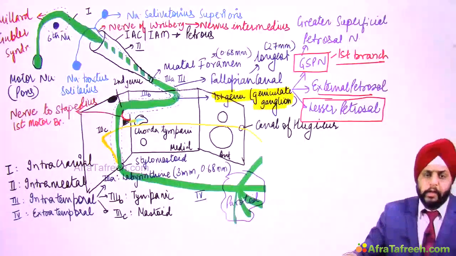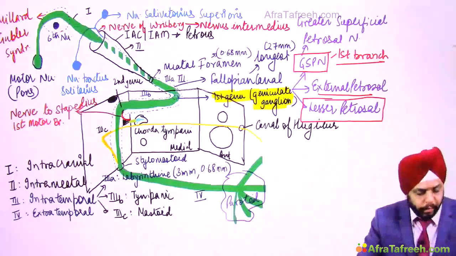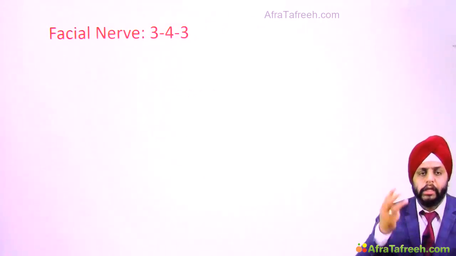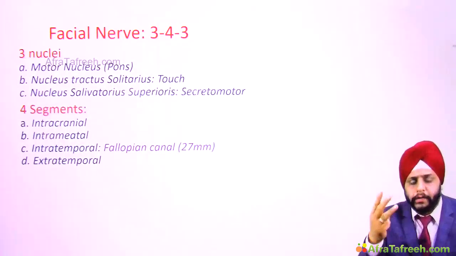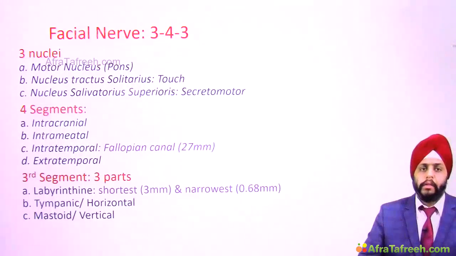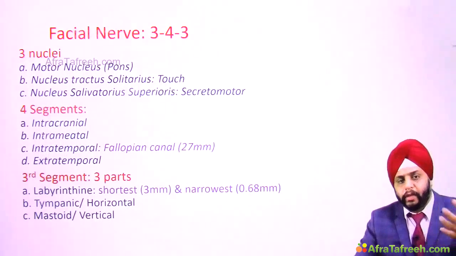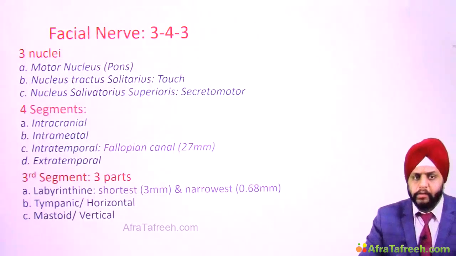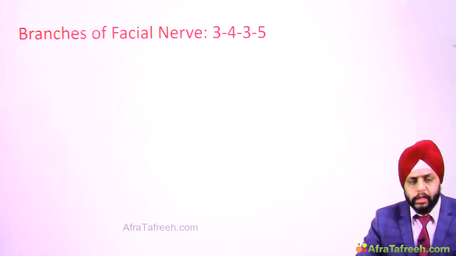Now remember, we studied the anatomy of the facial nerve with the help of a dance number. So what was our dance number? Dance number was 343. So what do we mean by 343? 3 nuclei, 4 segments, and then third segment divided into 3 more segments. Okay, now the sequence for the branches of facial nerve is also like the next stanza of this choreography. So the branches sequence is 3, 4, 3, 5. So what do I mean by 3, 4, 3, 5?